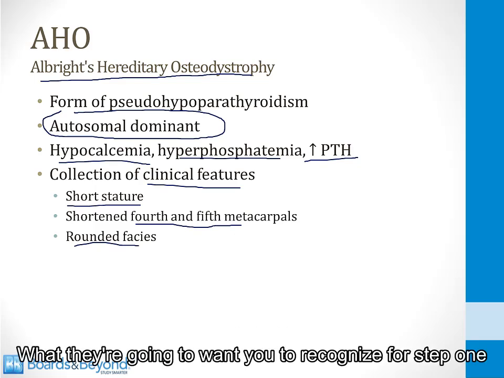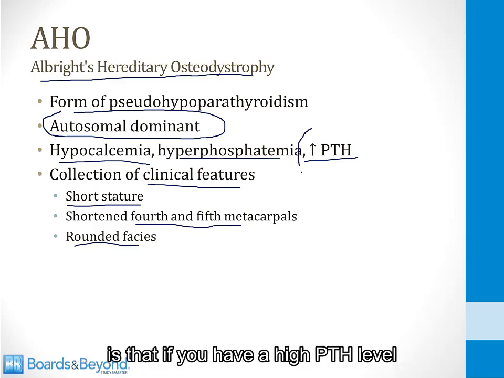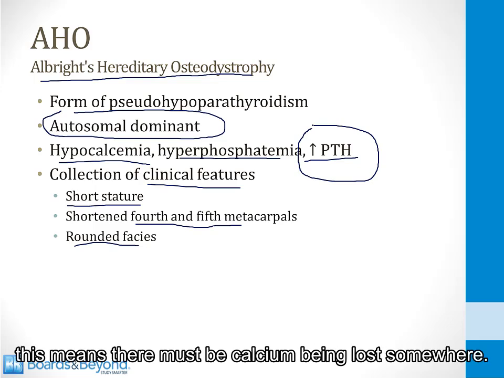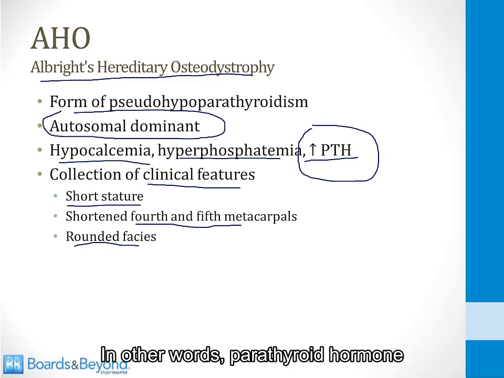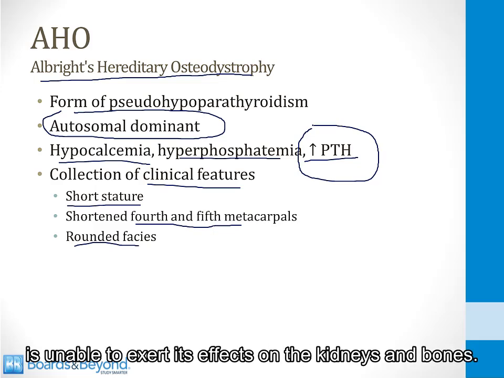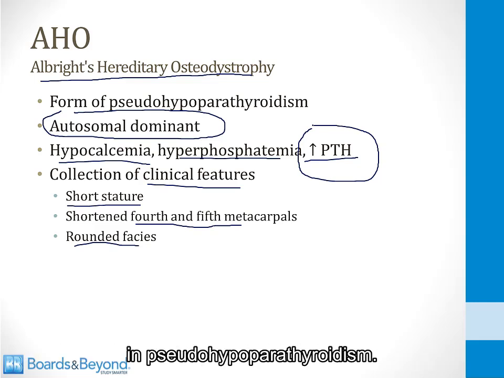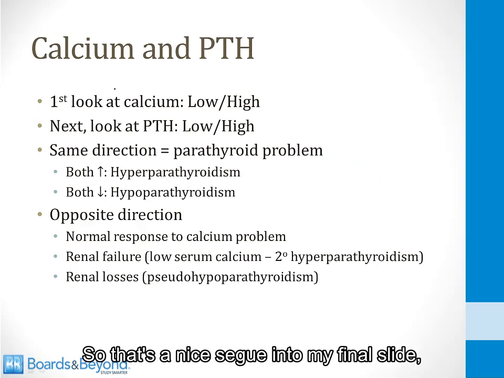What they're going to want you to recognize for Step 1 is that if you have a high PTH level, yet the calcium level is low, this means there must be calcium being lost somewhere. In other words, parathyroid hormone is unable to exert its effects on the kidneys and bones. And one of the mechanisms for that is a failure of the parathyroid hormone receptor in pseudohypoparathyroidism. So that's a nice segue into my final slide.